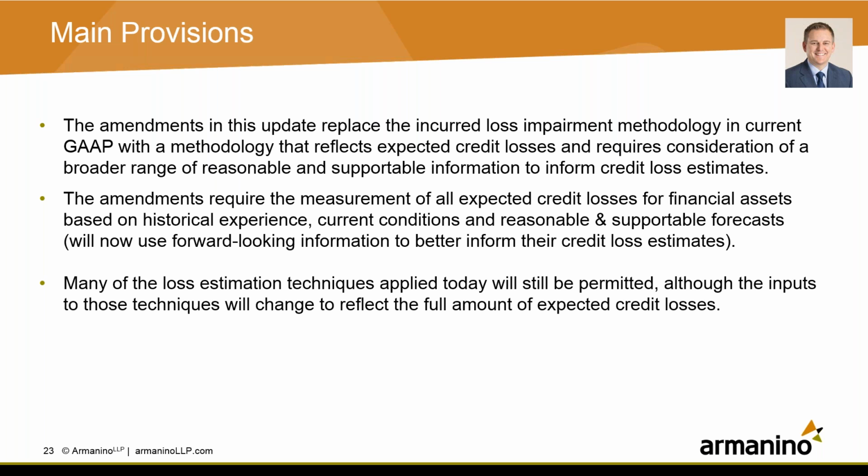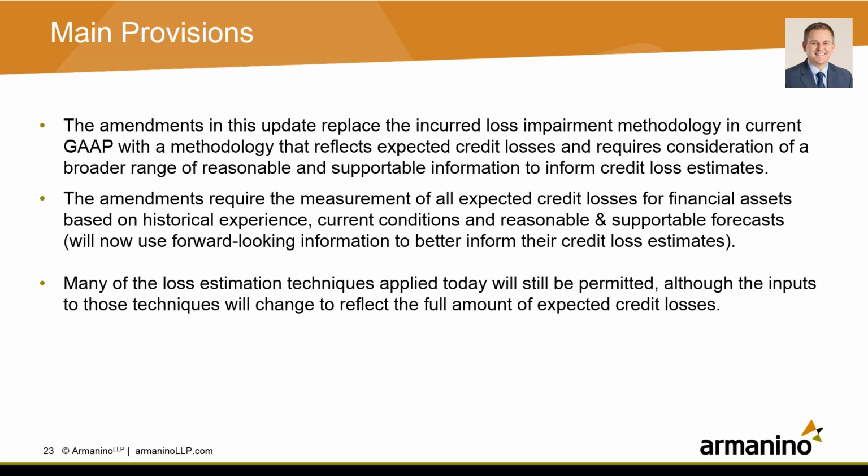The revisions replace the incurred loss impairment methodology that delays the loss recognition until it's probable, with one that also takes into account an analysis of forecasted information. Previously, when credit losses were measured under GAAP, an entity generally only considered past events as well as current economic conditions when measuring the potential loss.